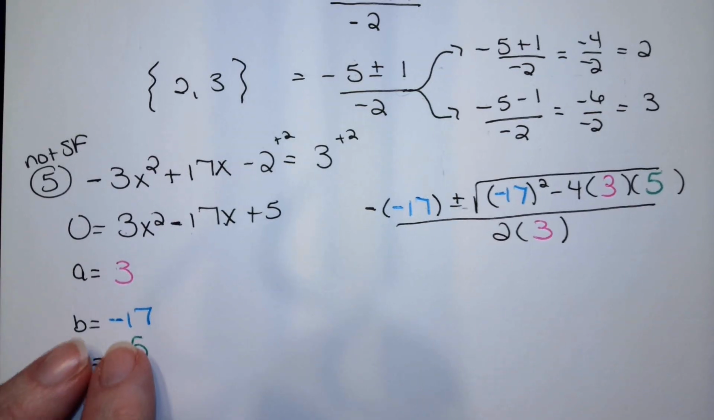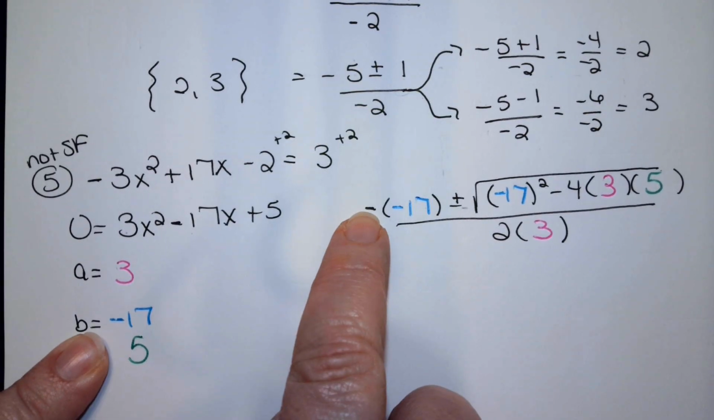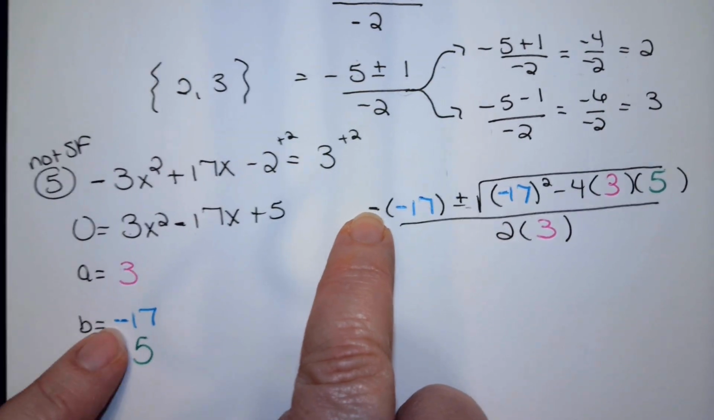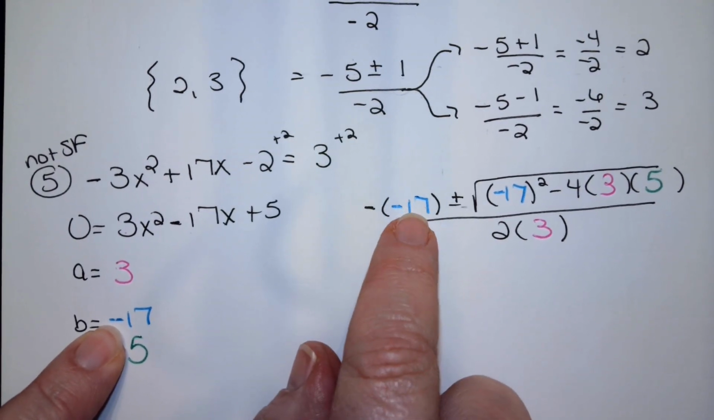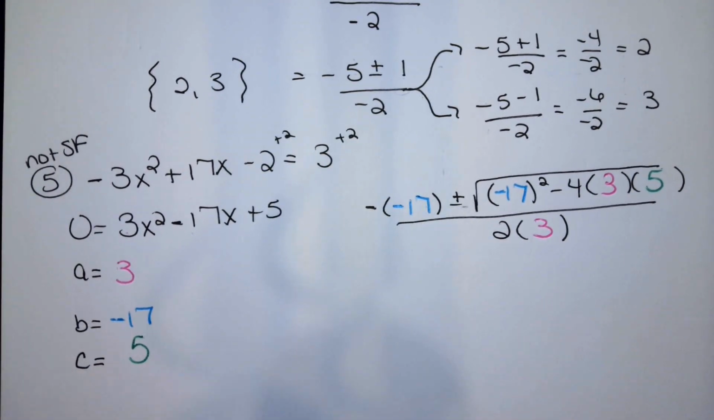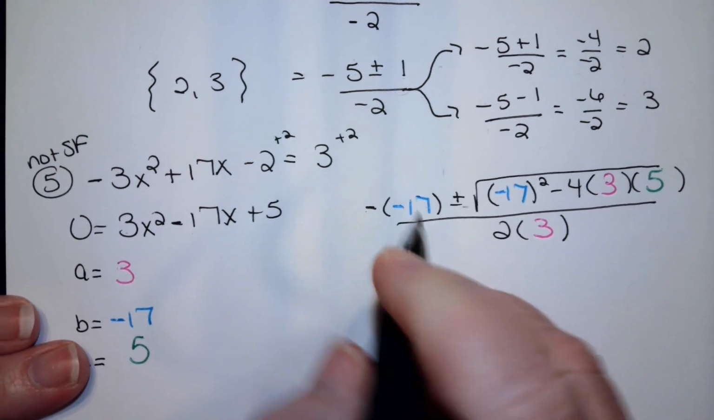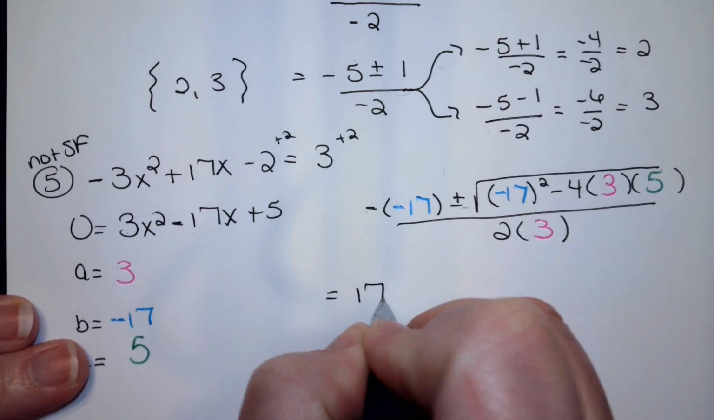Now notice, my B was negative 17. I didn't let that negative count as that negative right there. That negative is part of the formula. Whatever B is, what you put inside here. So the opposite of a negative 17 is a positive 17.